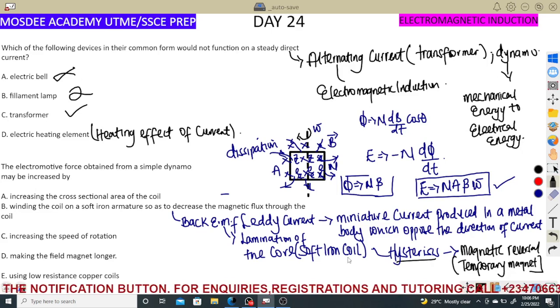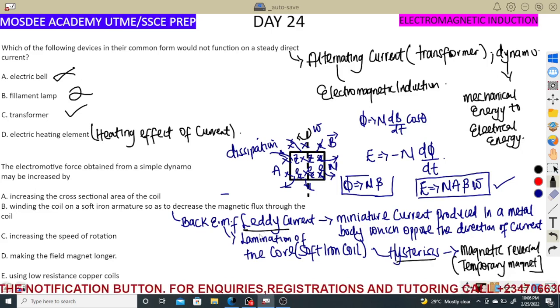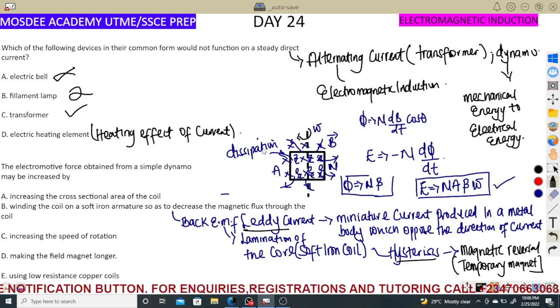I'm just trying to explain all these short things for you, because they are things you need to actually pass your exam very well. So there are many ways in which energy can be lost in a transformer as well as a dynamo, but these are the major ones, in form of dissipation in the leads. So you use wire of low resistance.